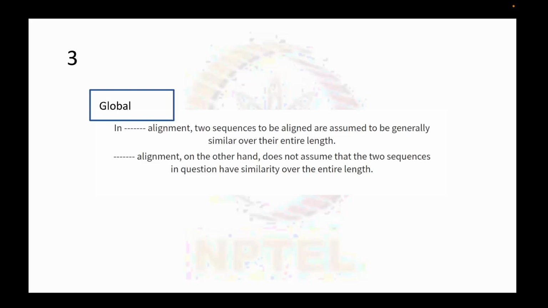So the alignment in which two sequences are assumed to be generally similar over the entire length is global. So it's an end-to-end alignment, and the alignment which does not assume similarity over the entire length is local alignment.